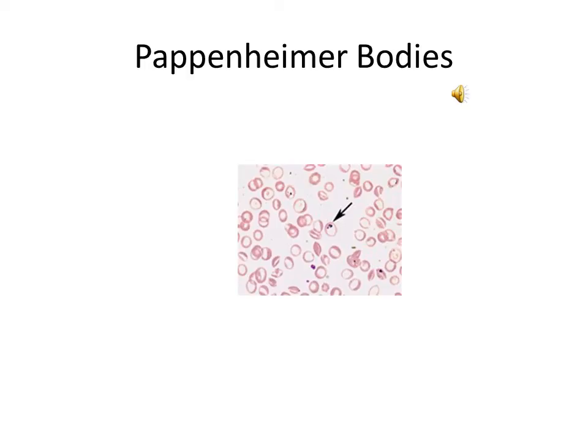When we see them on our peripheral smear, which is a Wright-stained smear, it's presumptive evidence for the presence of iron. However, the Prussian blue stain is a confirmatory test for determining the presence of these inclusions. When these inclusions are seen with the Prussian blue or other kind of iron stain, they are called siderotic granules. Once the presence of siderotic granules has been confirmed by iron stains, these cells are now called siderocytes.